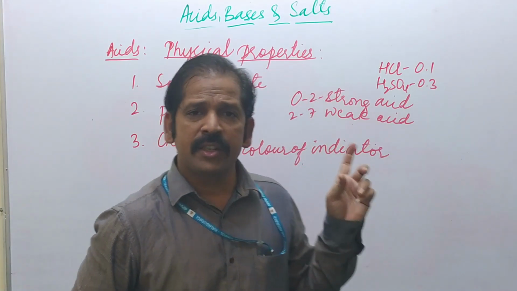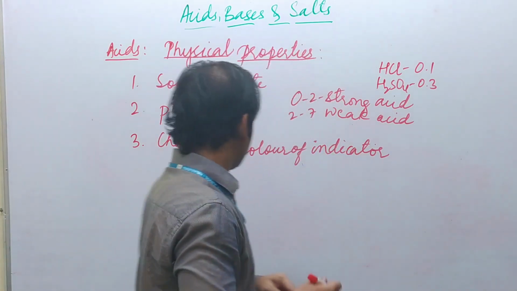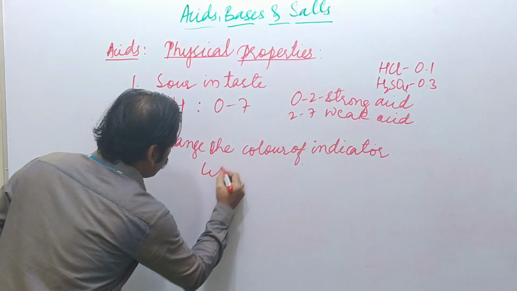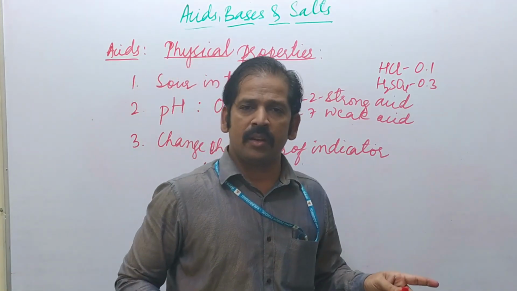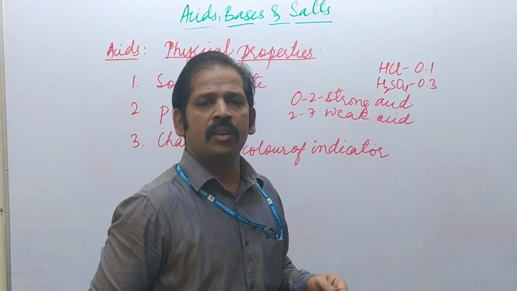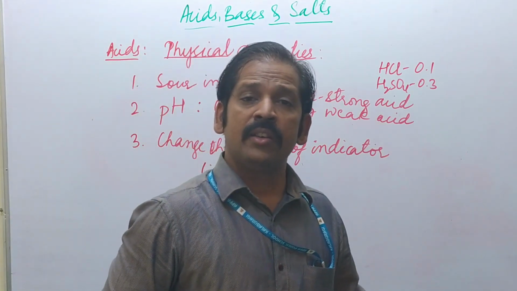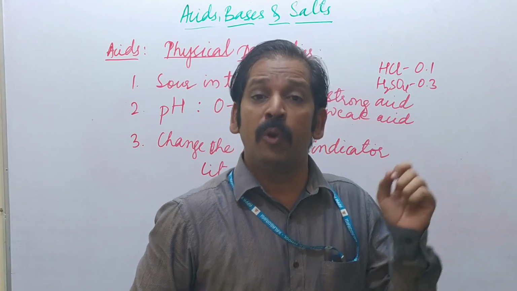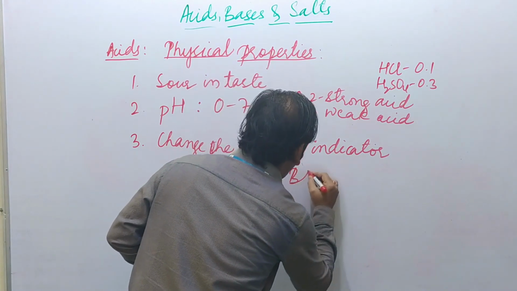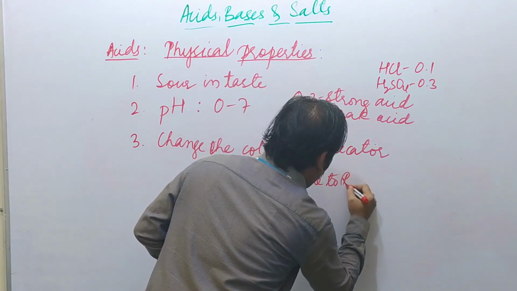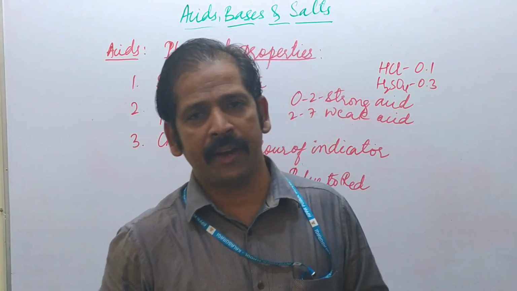The third point is that acids change the color of indicators. Litmus is a chemical. When you put the acid in the litmus solution, or when you dip the litmus paper in an acid, the color will change. Which color? The blue litmus will be changed to red. I repeat, the blue litmus changes to red.